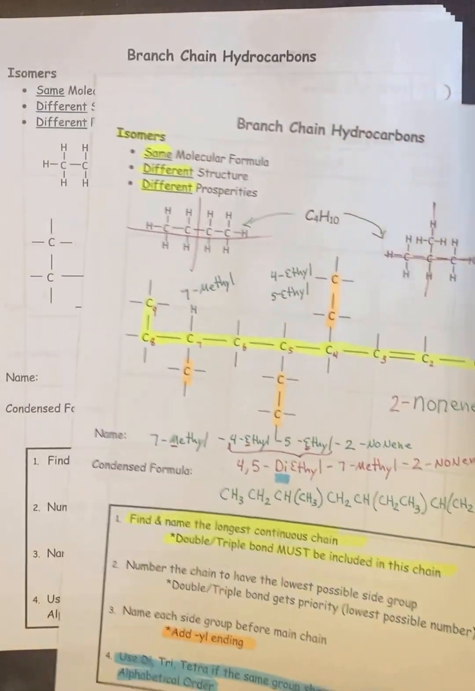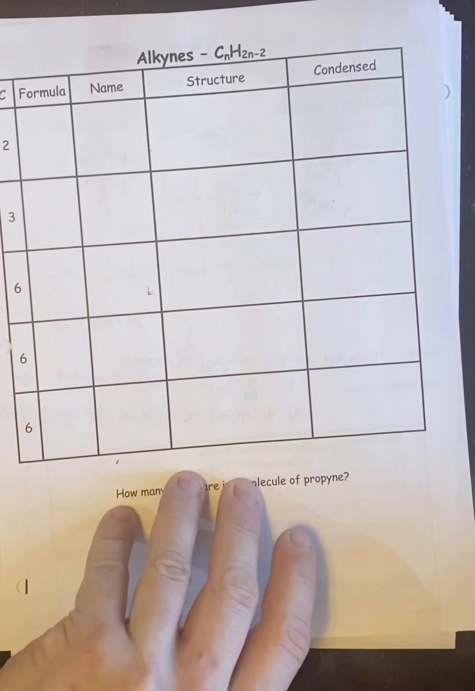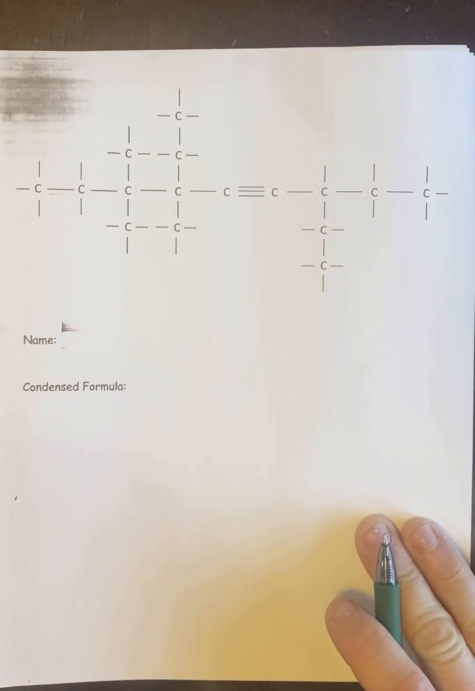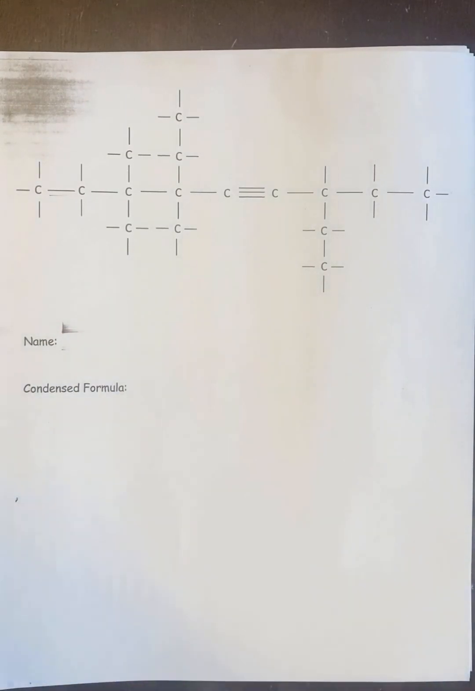Let's do one more practice problem. Let me find it. So now we're going to do this one. And that's it for branch chain. We're going to do a bunch of practice. So again, first step, find the longest chain. It's got to have the triple bond in it.